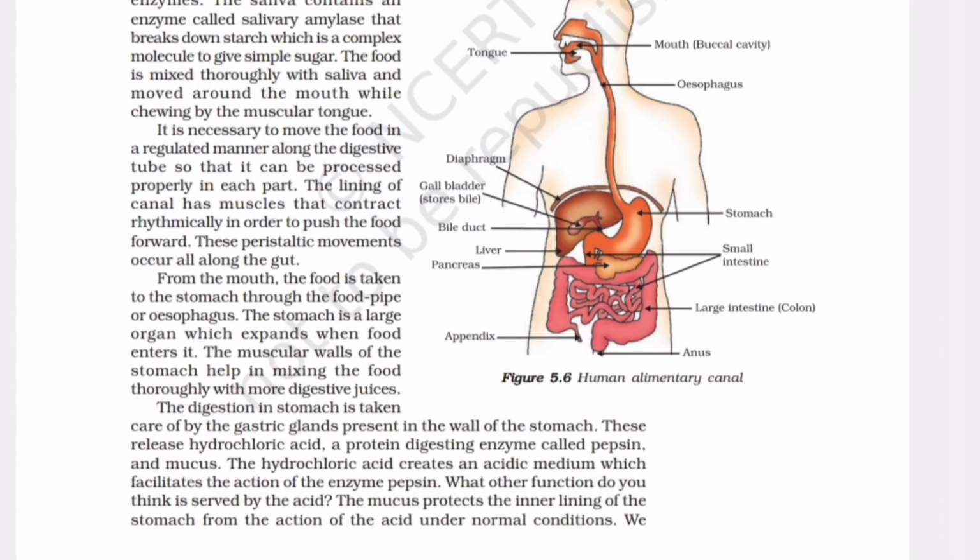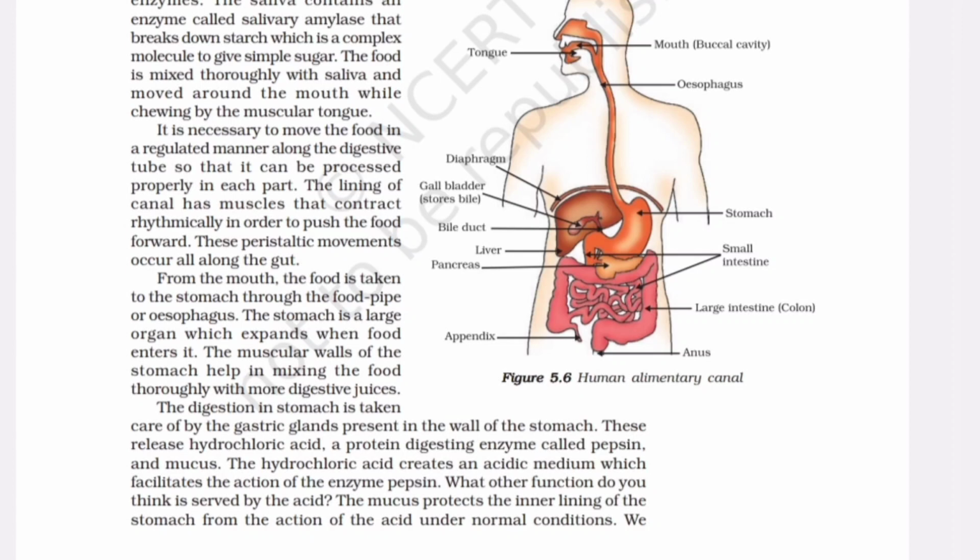It is necessary to move the food in a regulated manner along the digestive tubes so that it can be processed properly in each part. The lining of canal has muscles that contract rhythmically in order to push the food forward. These peristaltic movements occur all along the gut. From the mouth, the food is taken to the stomach through the food pipe or esophagus. The stomach is a large organ which expands when food enters it. The muscular walls of the stomach help in mixing the food thoroughly with more digestive juices.